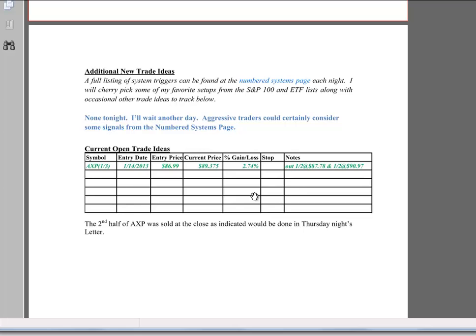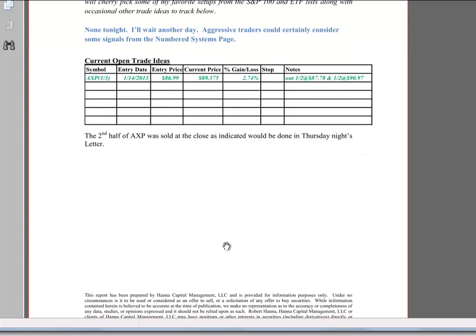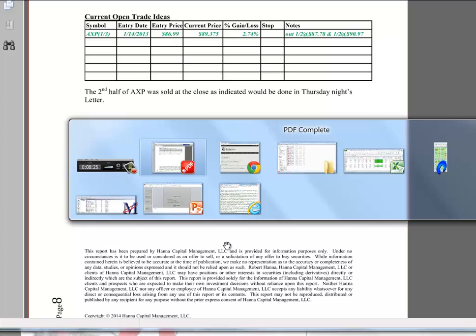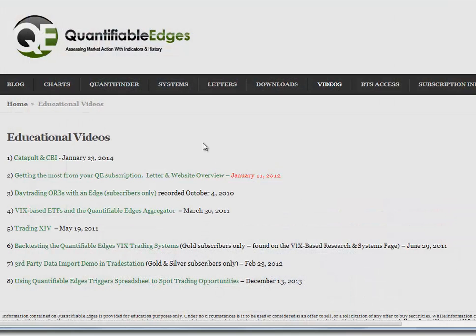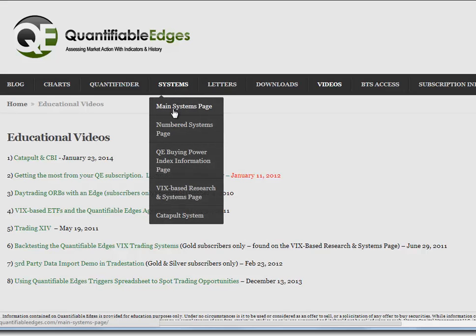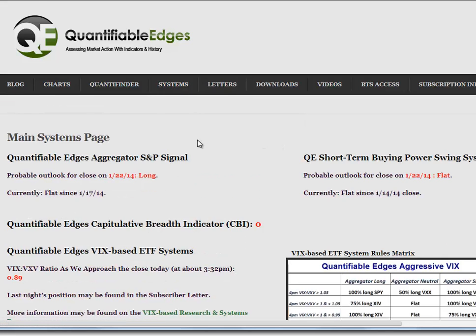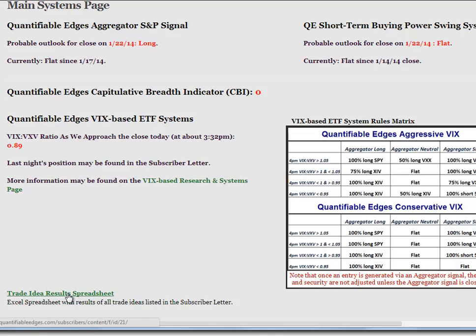Now this one just got closed out, so I'll take it off of here starting tomorrow. But I always put the closeout price there as well, so you can see how any trade ideas have done. There is a trade ideas spreadsheet that you can find. If we go back to the website, that is on the main systems page. Just scroll down, you see trade ideas spreadsheet, and you can download it right there.